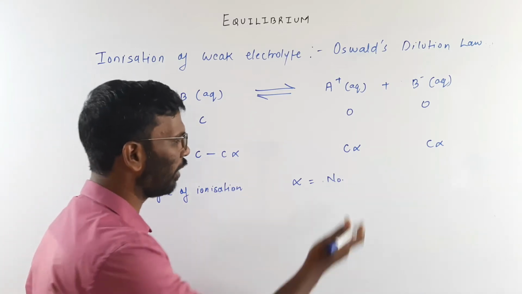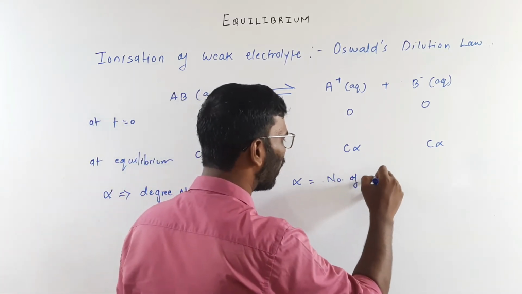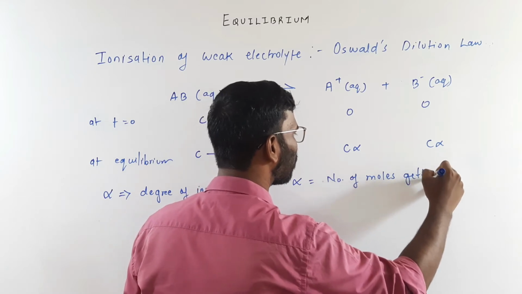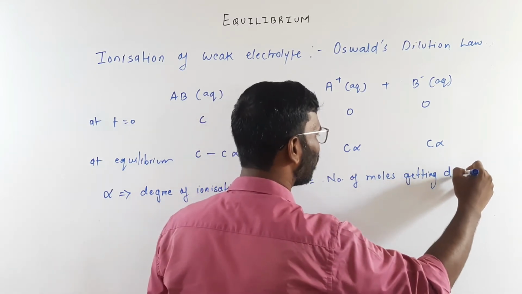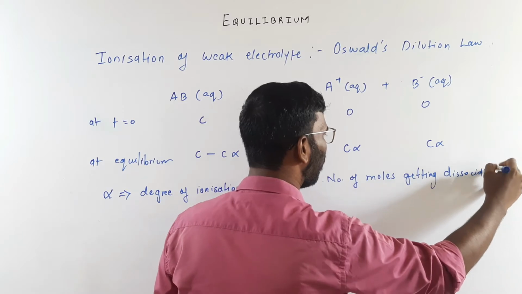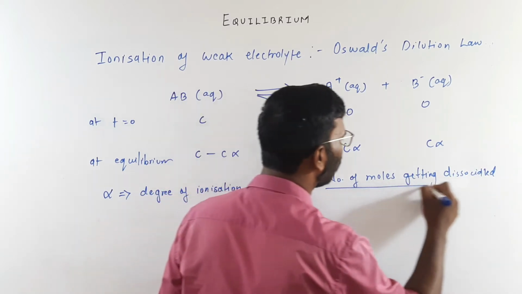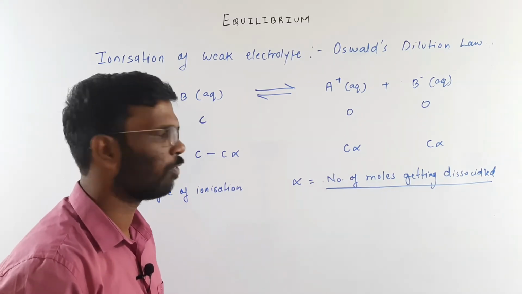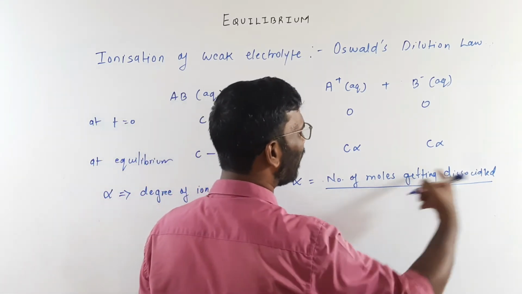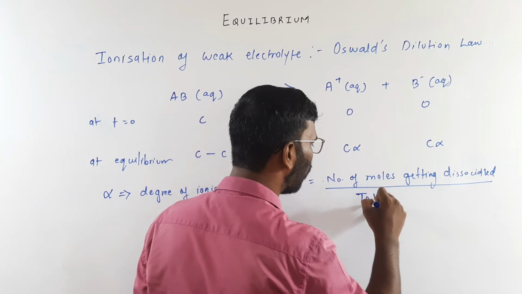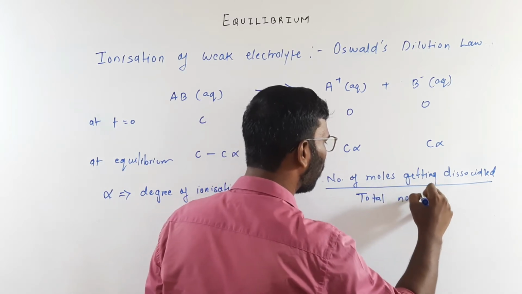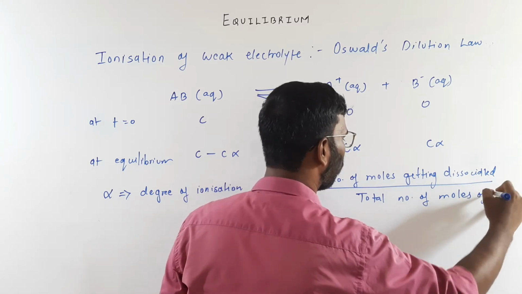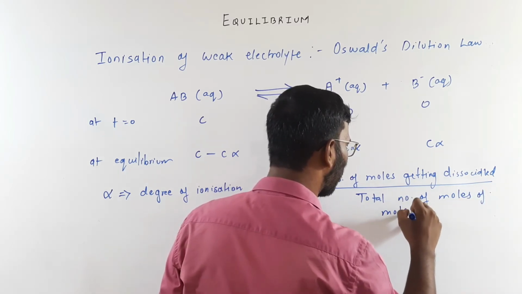Alpha is the degree of ionization, meaning alpha is given as the number of moles, or you can take the number of molecules, getting dissociated, upon the total number of moles of molecules. Number of moles also tells about the number of molecules, like 1 mole is 6.02 times 10 to the 23, half a mole is half of that, right?